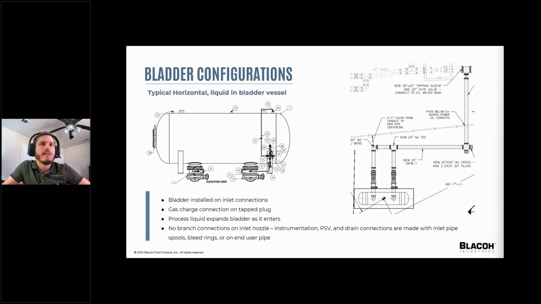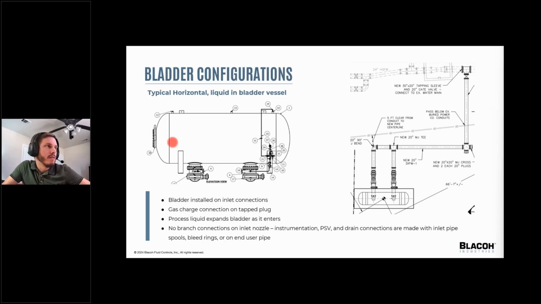So this next configuration here is liquid in bladder. The bladder is connected to these two bottom inlets. They're inlets and outlets, as opposed to a flow-through design. They act as the inlet and the outlet. So the liquid goes into the bladder and compresses the air. The air is actually on the shell side this time of the vessel. This one in particular is horizontal, but they can be vertical as well.